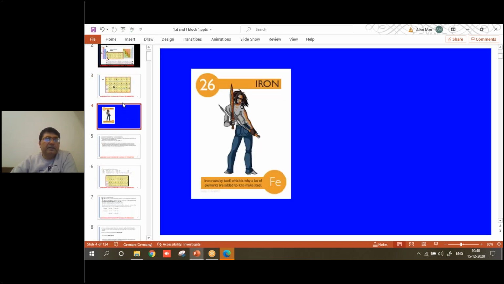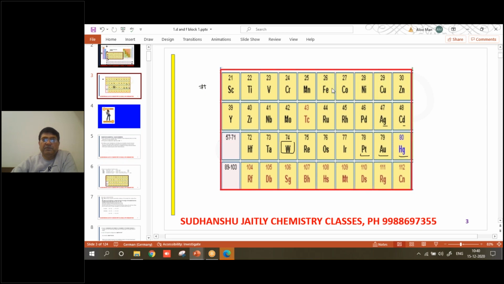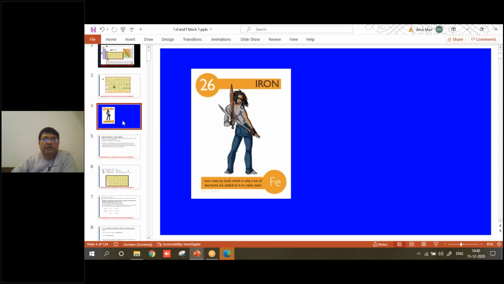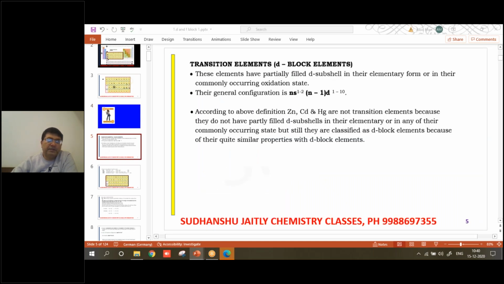On a lighter vein, one of the most important elements around you, symbolically, is the most important element around you. You can see it in your cars, scooters, fans, buildings, bridges, anywhere you take a look, you will find iron. Let's start.